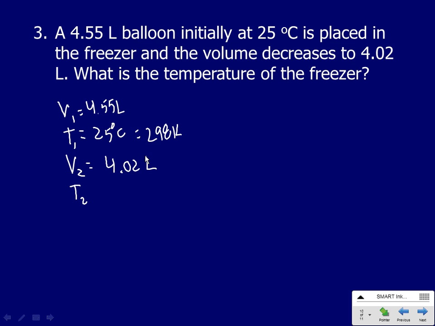But you could do it. Now, here's why I want to deal with this one. V1 over T1 equals V2 over T2.